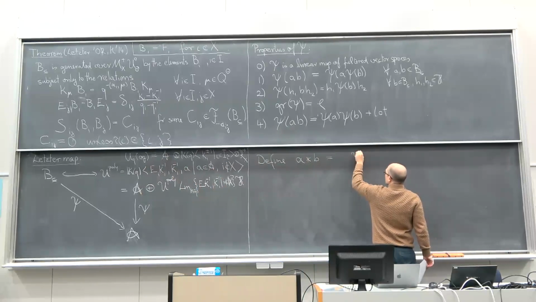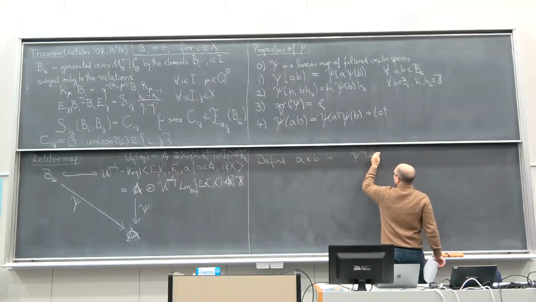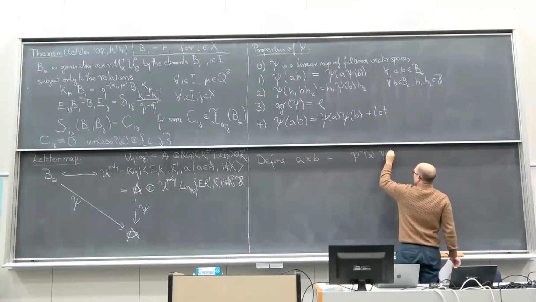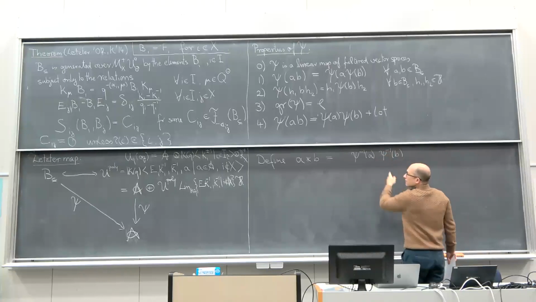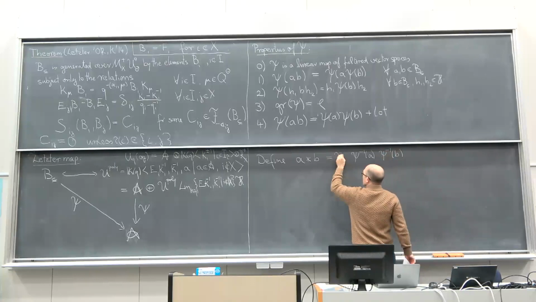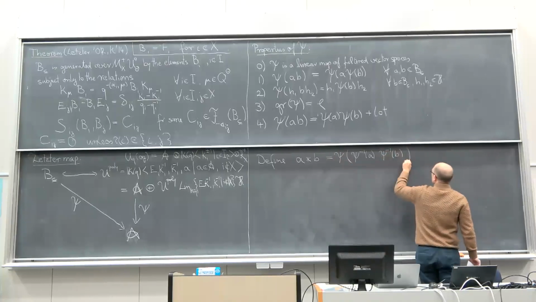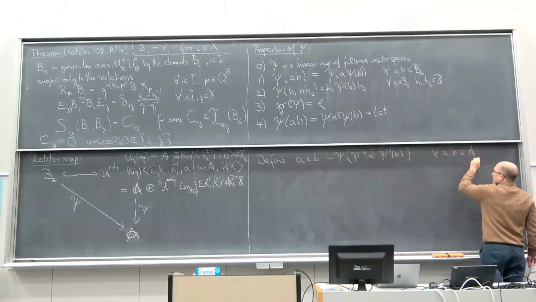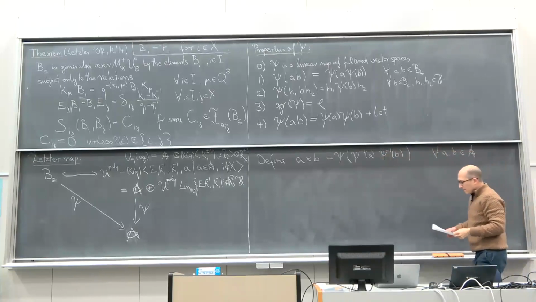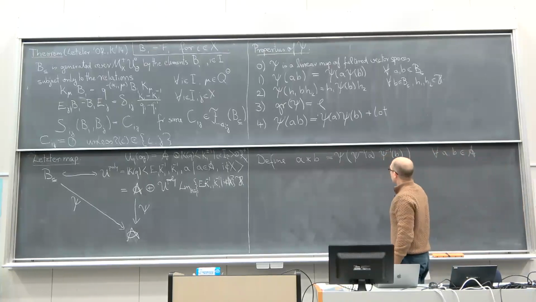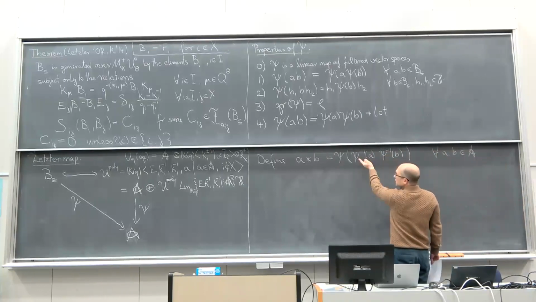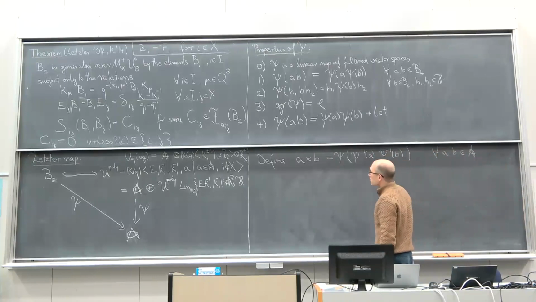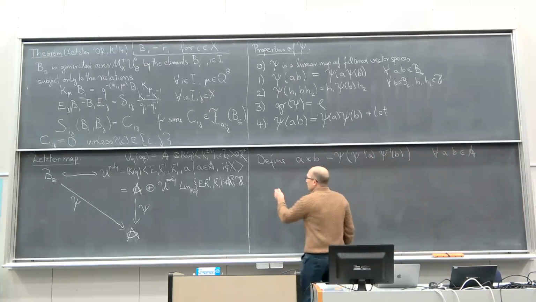So we take psi to the minus 1 of A, psi to the minus 1 of B. Yeah, then we're in BC. We multiply them in BC, and then we push them back with psi. So that's for all A, B in A. And this gives us an associative algebra structure because we've just used the linear isomorphism to pull the algebra structure of BC onto A. So note the following.